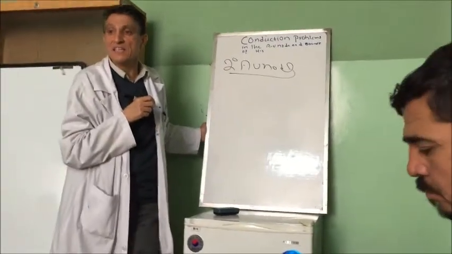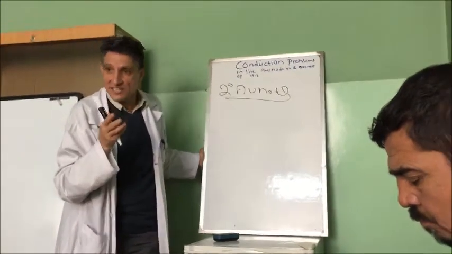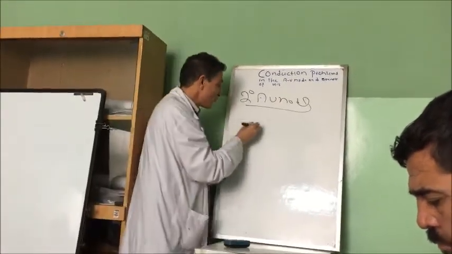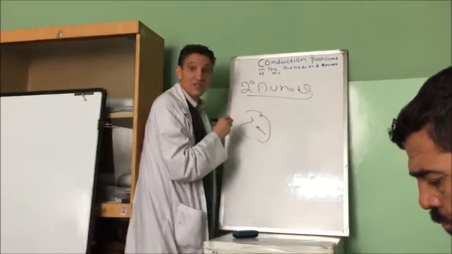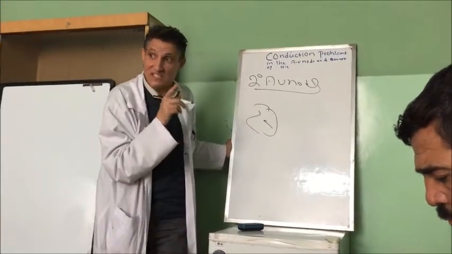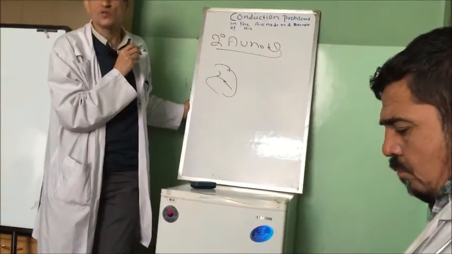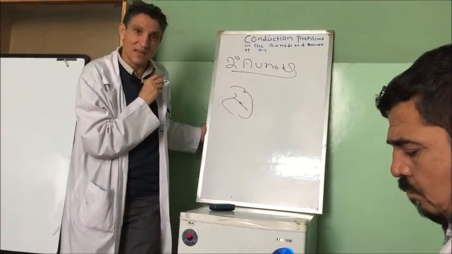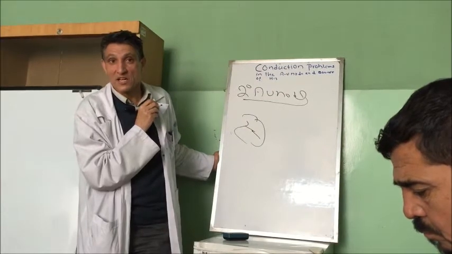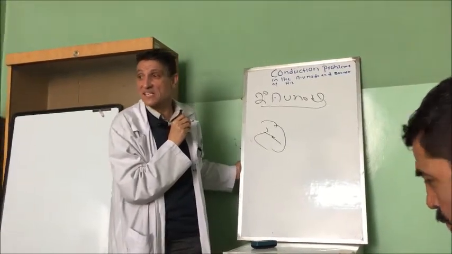Second degree AV nodal block is a type of block in which the atrial depolarization wave, or atrial beat, fails to pass from the AV node. So it means the atrial contraction is completed, but when the atrial impulse is trying to pass through the AV node, it faces a problem. So in the second degree AV nodal block, some of the atrial impulses can be conducted to the ventricle, and some of them are not conducted. So you will see a P wave which is not followed by a QRS complex. This is a general definition for the second degree AV nodal block.